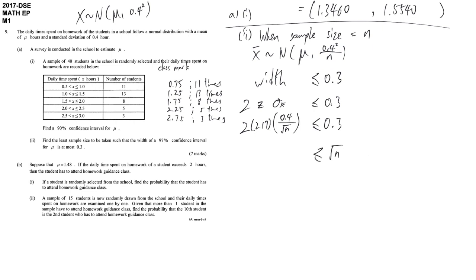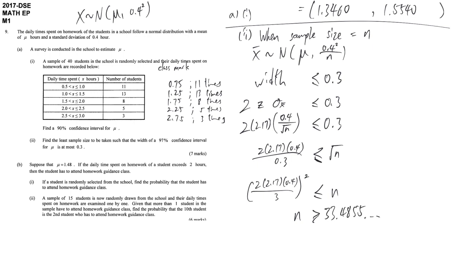Multiply both sides by square root n. Because square root n is larger than 0, there is no need to change the inequality. Since square root n is larger than 0, this range does not cover 0, so we can square both sides without changing the relation. So n is larger than or equal to 33.4855. Given that n is an integer, the least value of n is 34. Then we already get 7 marks here.